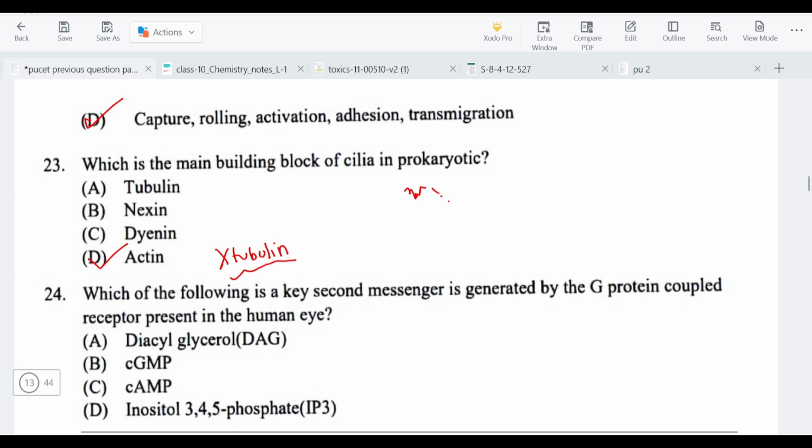Which of the following is a key second messenger generated by the G protein coupled receptor present in the human eye? Important question. The answer is cGMP. It is the second messenger in phototransduction in the retina. These all are second messengers, and different organs require different second messengers for the transduction of messages, right?